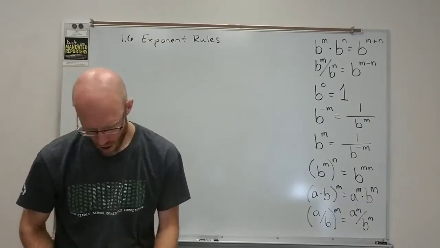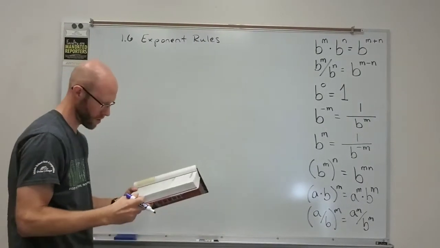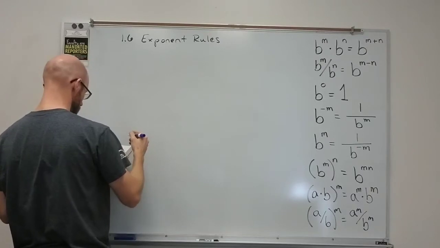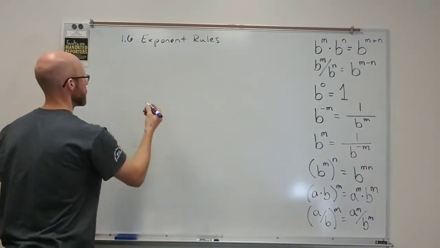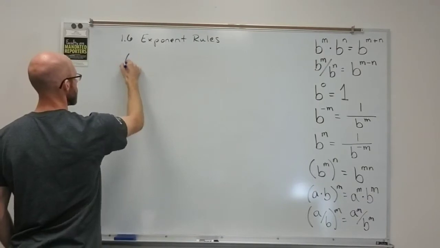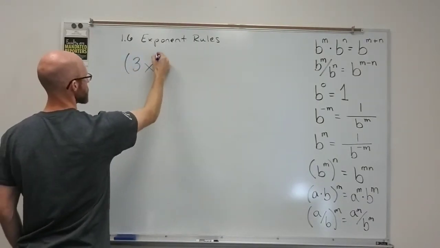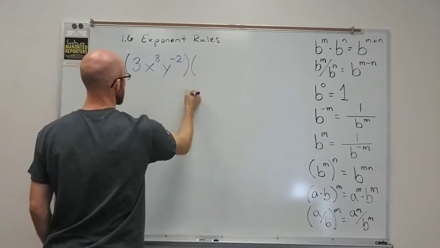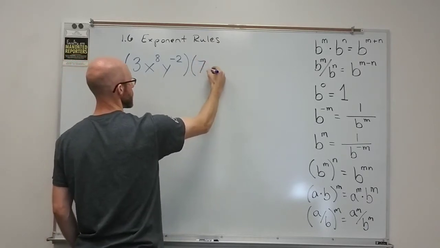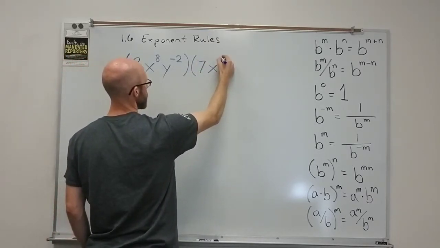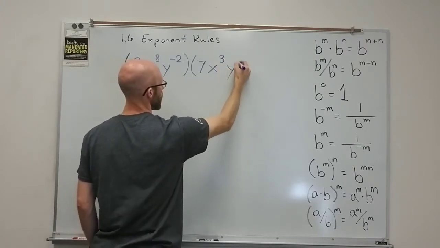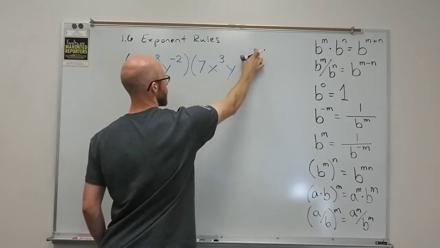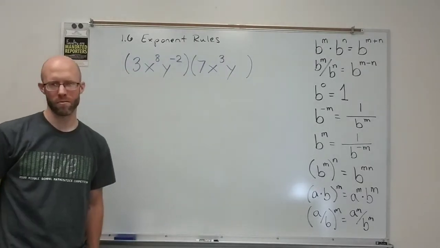The next one, let's do one that involves maybe some trickier values. So let's try, maybe I'll make a couple up. So let's do 3x to the 8th times y to the negative 2 multiplied by 7x to the 3rd, y to the 1. I'll just say y. If there's a 1 in the power, we don't ever usually write that.